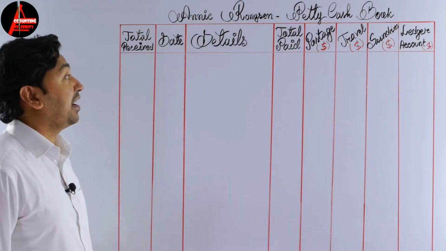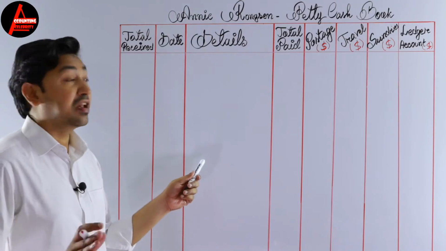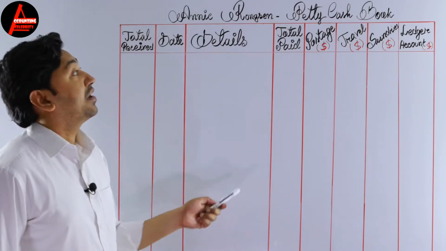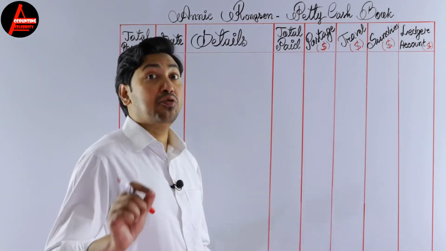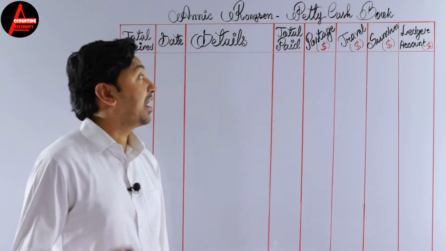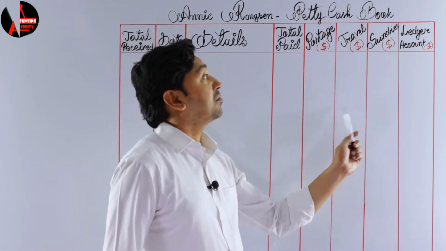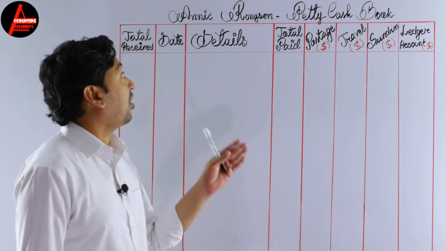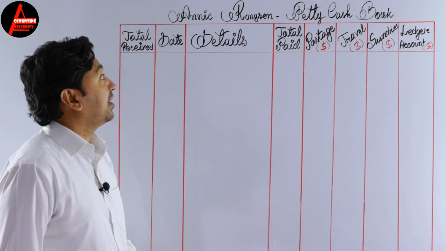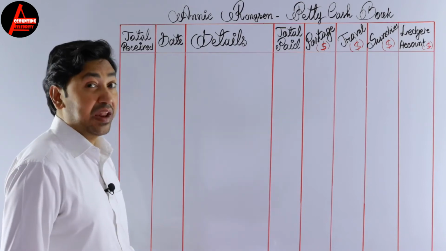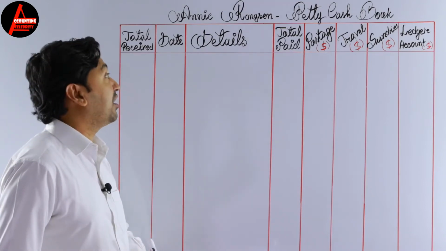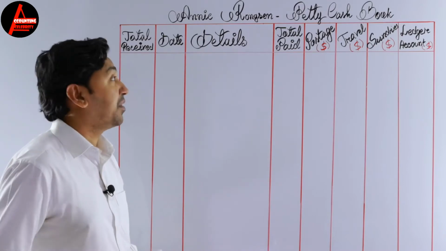Here we'll record the date, and here in details, we'll record all the transactions. Then total paid amount, the amount which is given in the question, we'll just write it here. Then I'll show you these four columns later when we record all the transactions. Then what happened here? We have to balance it. In the question it is required to balance it. I'll show you the balancing part as well.